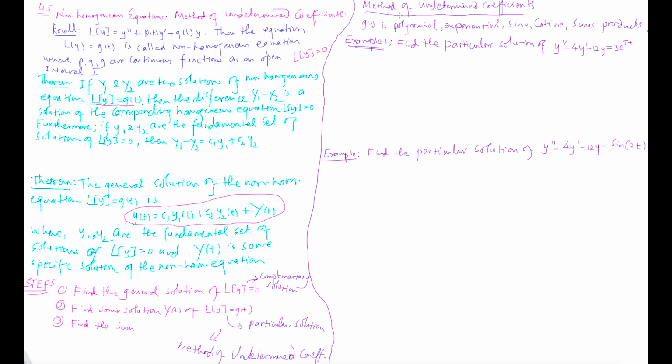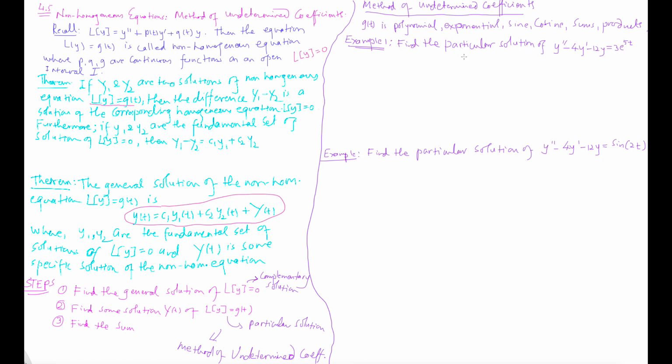So let's discuss the method of undetermined coefficients. This method may not be useful for all types of problems. It is more useful if g(t), the right hand side function, is a polynomial, exponential, sine or cosine function, or a sum, difference or product of those functions. Then this method makes the problem easier.